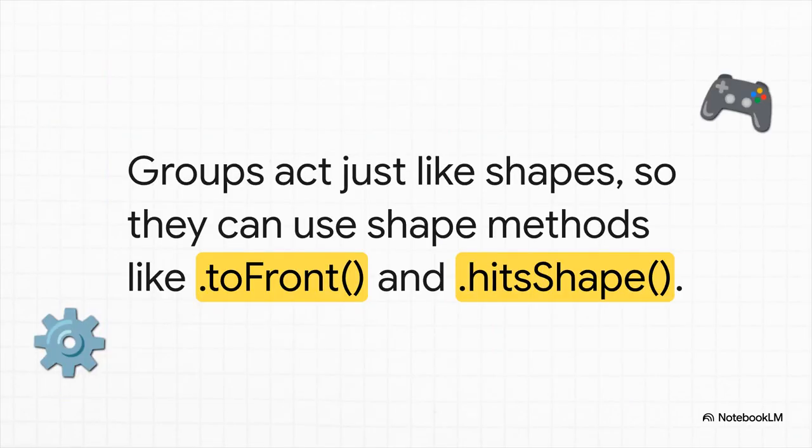And here's where it gets really cool. Because a group behaves like a shape, it can use all those powerful shape methods you already know. You can pop the entire collection of shapes to the front of the screen with .toFront, or, and this is huge for games, you can check if any part of your character has collided with something using .hitsShape. This is absolutely perfect for building real animations and games.